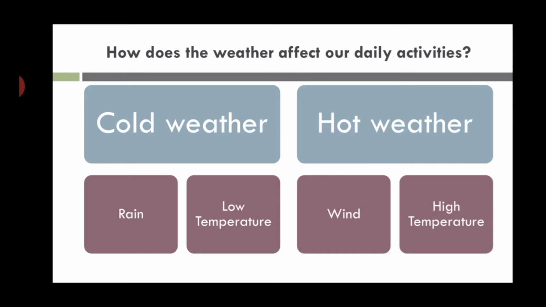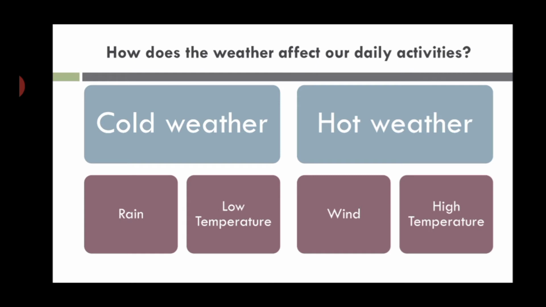Let's talk about the cold weather. In the cold weather, commonly you will find rain. During this weather, our clothes do not dry well on a rainy day. And also, we need to use an umbrella or wear a raincoat to keep us dry. And we can find low temperature. In the low temperature, we need to wear thicker clothes when the temperature of the air around us is low. And what about the hot weather?